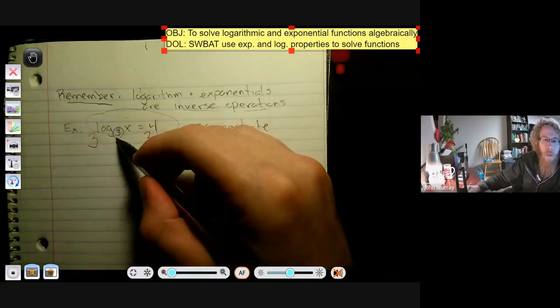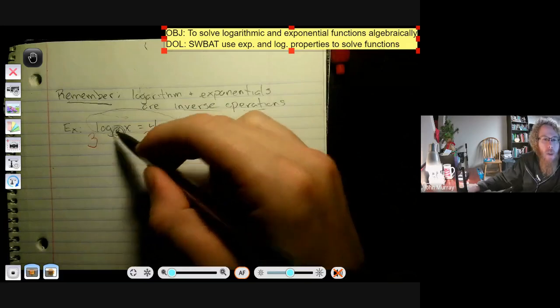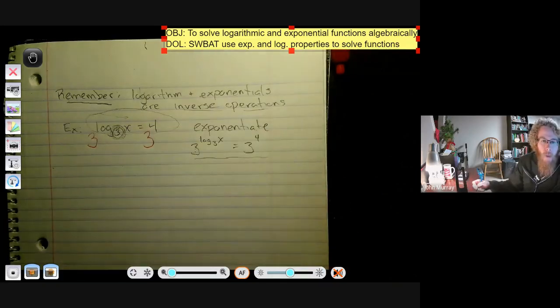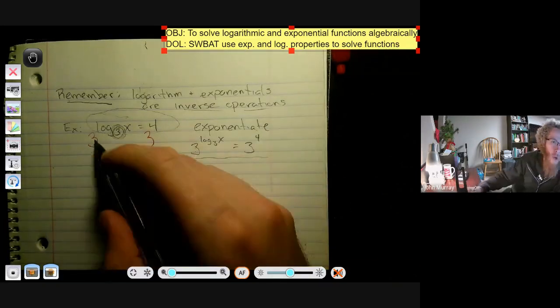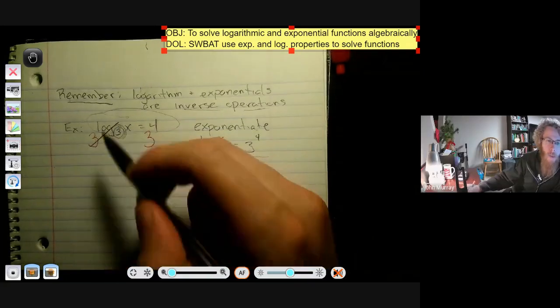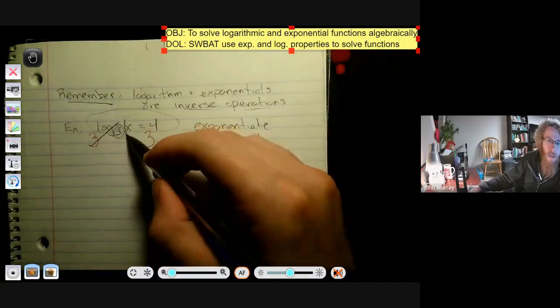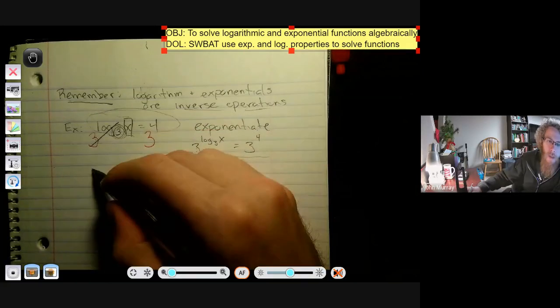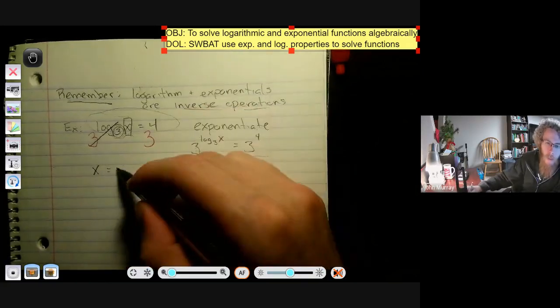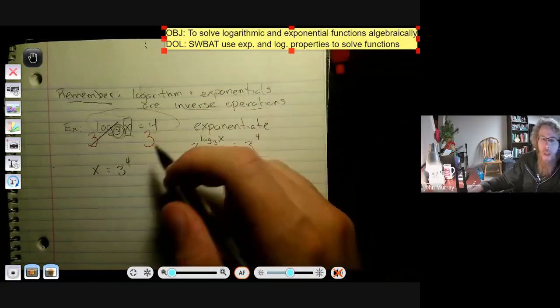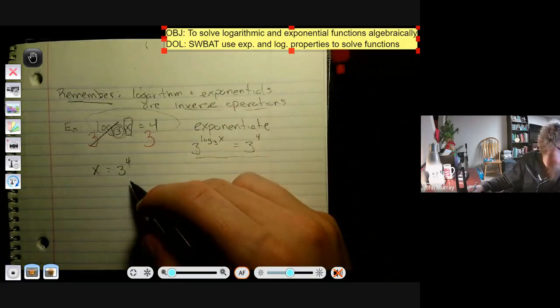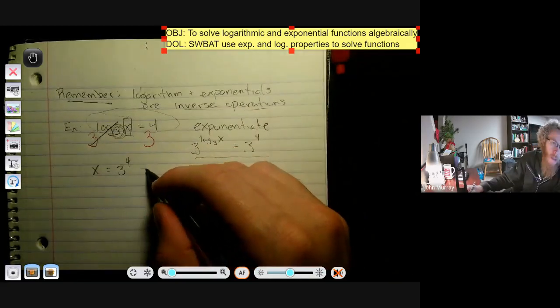So we choose whatever base will get rid of this log base 3. Our property tells us that these two eliminate each other. So the only thing you're left with on the left side is x. And on the right side, well, 3 to the 4th, that's just a number: 3 times 3 times 3 times 3.